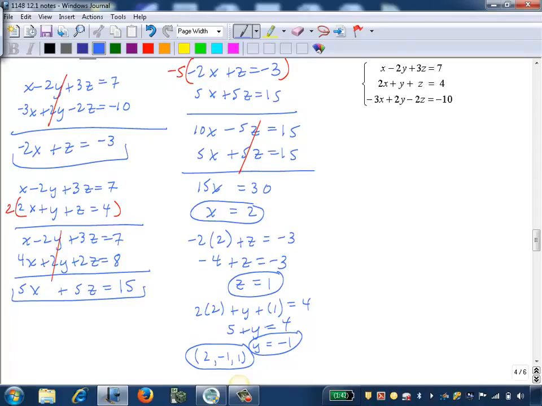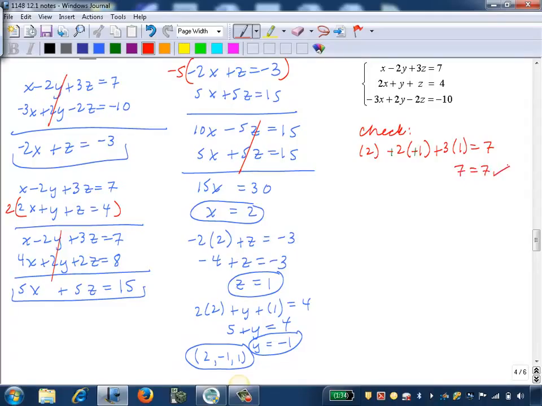Now we can always check our solution to a system by substituting our ordered triplet, in this case, back into each of the equations. So in order for this to be true, it has to satisfy all three of these. So for my check, I'll substitute into the first one, so I'll put the 2 in for the x, minus 2 times negative 1 for the y, plus 3 times 1 for the z, and see if that equals 7. So I've got my 2, and then I've got minus minus here, so that becomes plus. So this is 2 times 1 is 2, so 2 plus 2 is 4, plus 3 times 1 is 3, and that does in fact give me 7.